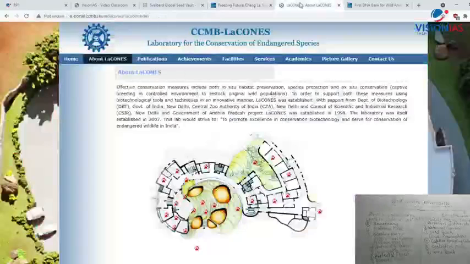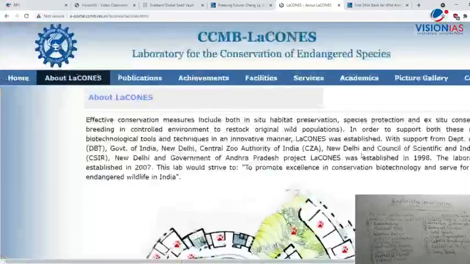Now coming to this one, LaCONS, Lab for Conservation of Endangered Species.